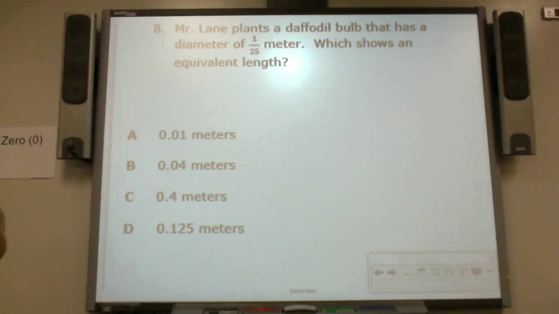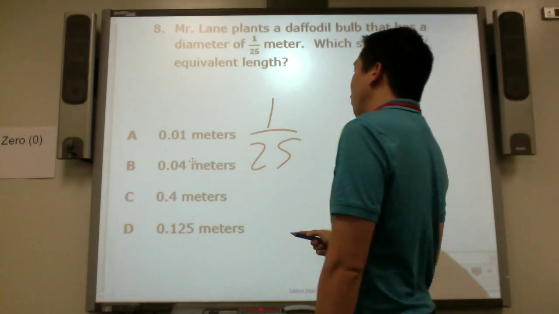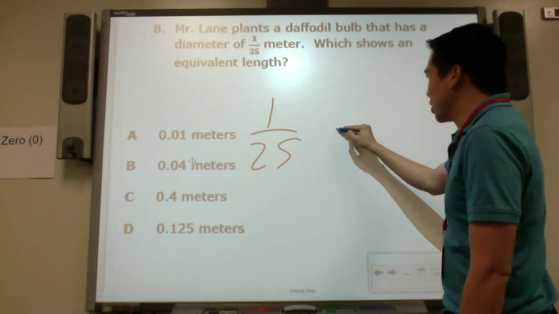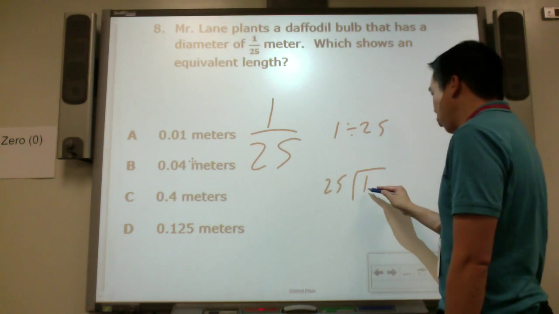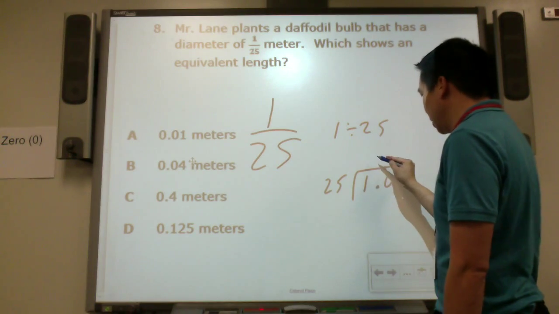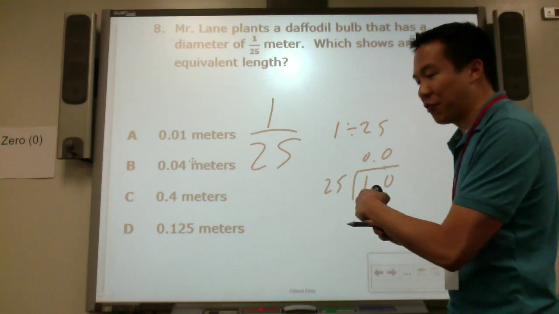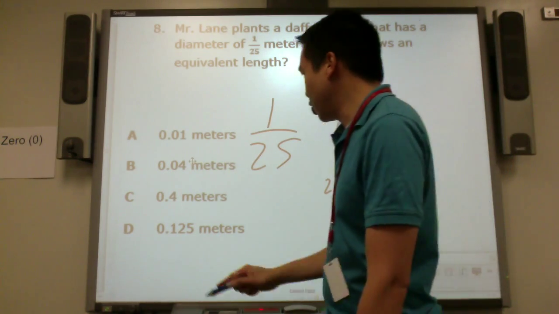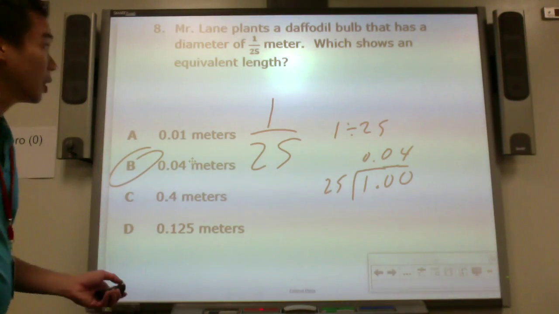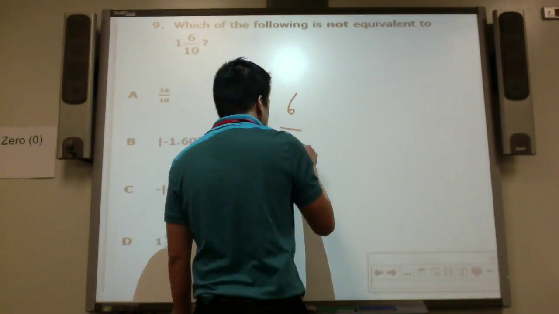Number 8. Mr. Lang plants a daffodil that has a diameter of 1/25. Find it as a decimal. That's 1 divided by 25. Can 25 go into 1? Nope. Placeholder. Can 25 go into 10? No. 0 times. Be careful here. Now, can a group of 25 go into 100? 4 times. 0.04. B is the answer.